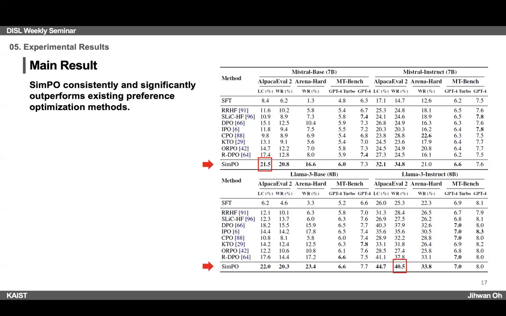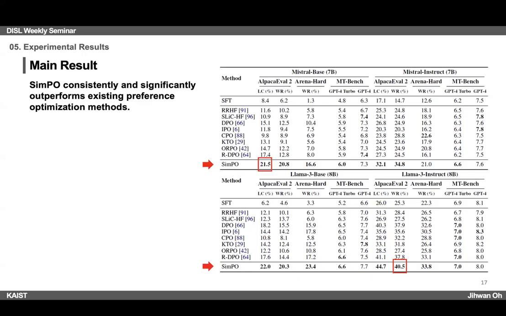This slide presents the main experiment result comparing SimPO to 8 baseline methods. The authors evaluate all methods on 3 benchmarks: AlpacaEval 2, Arena-Hard, and MT-Bench, using 4 different setups: Mistral base, Mistral instruct, Llama 3 base, Llama 3 instruct. The upper table shows the Mistral series, and the lower table shows the Llama series. As we can see, in all cases, SimPO achieves the best or near best scores across all benchmarks.